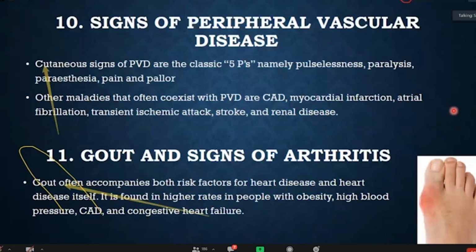Next important sign is signs of gouty arthritis, what is known as tophi. There are so many studies which showed that gout is associated with coronary artery disease, and even in patients with heart failure, gout, uric acid, and hsCRP are very high. So gouty arthritis and markers should be looked for in a patient with coronary artery disease.